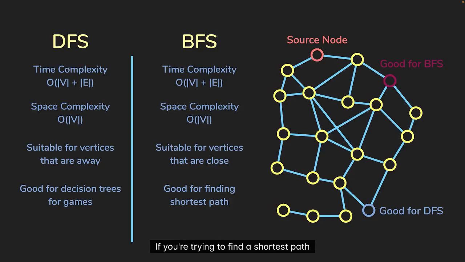If you're trying to find a shortest path from a source node to a destination node in an unweighted graph, then BFS might be better because it'll reach the vertex with the minimum number of edges from the source vertex. But for most coding problems you'll encounter, most of the time it's a matter of preference.